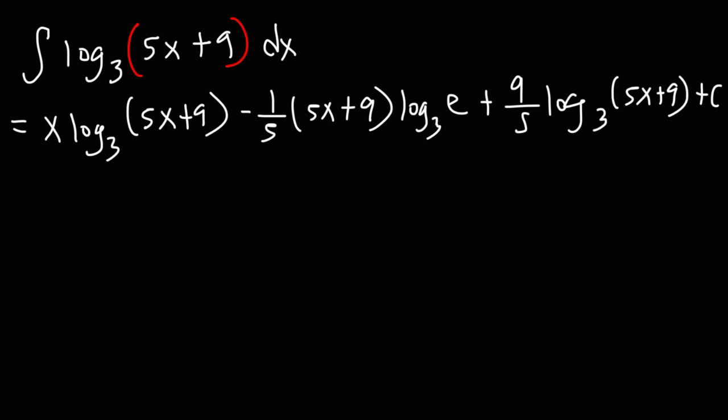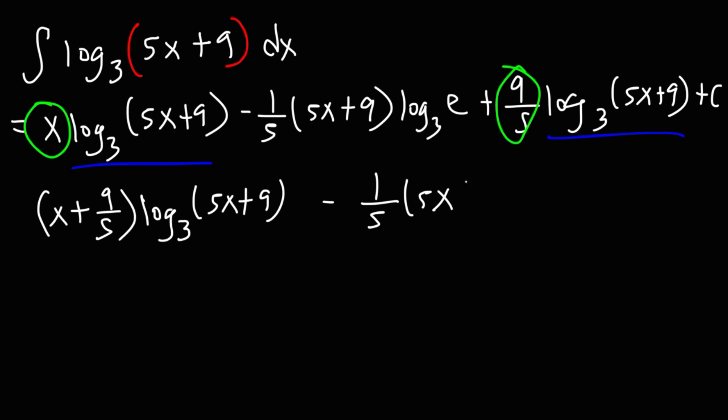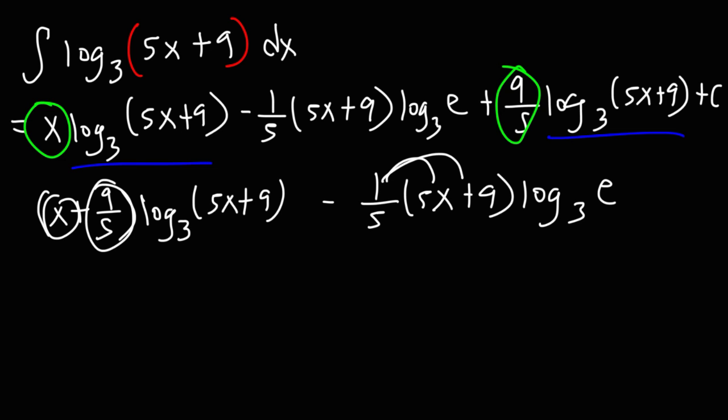So what we need to do at this point is factor the log expression. So this is going to be log base 3 of (5x + 9), and then in front of that we have the coefficient x plus 9 over 5, and then minus 1 over 5 (5x + 9) log base 3 of e. Notice that these two are the same. 1 over 5 times 5x is x. 1 over 5 times 9 is 9 over 5.